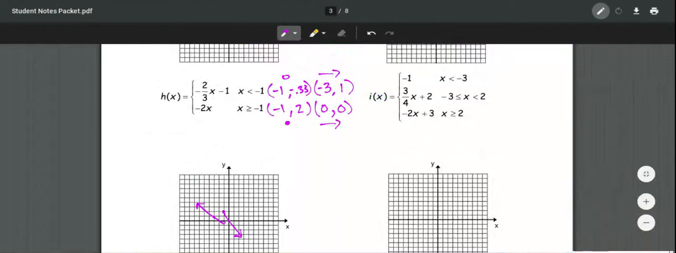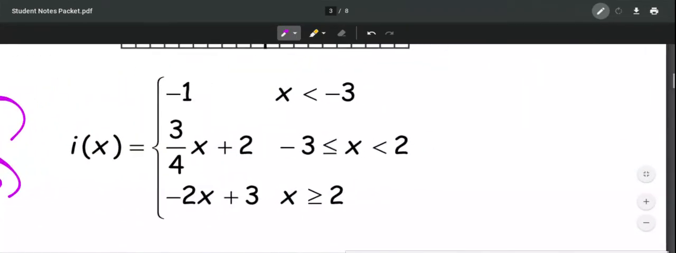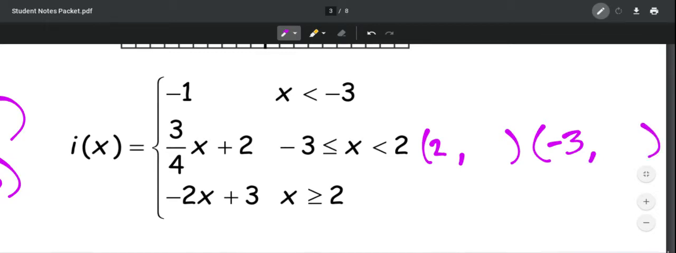Now we have 3 variables. Now the middle one is actually the easiest because I give you the 2 points. So 2 is your first point, -3 is your second point. You don't choose. That is your only options.